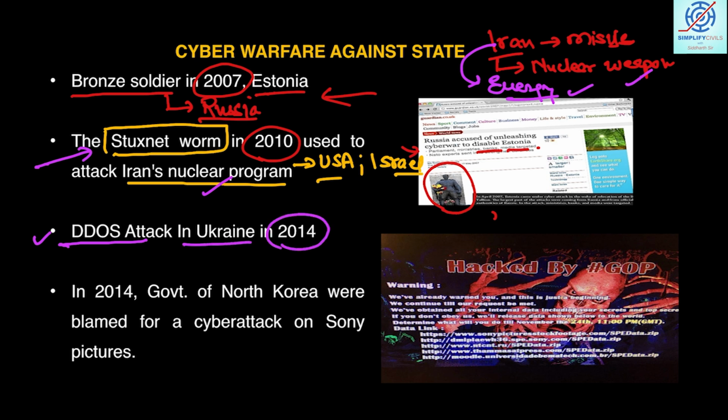It has been alleged that Russia was the country responsible behind this attack, and at that point of time Russia also annexed Crimea, if you remember. So this is another example of DDoS. I've already explained what DDoS is. One example is of North Korea in 2014.